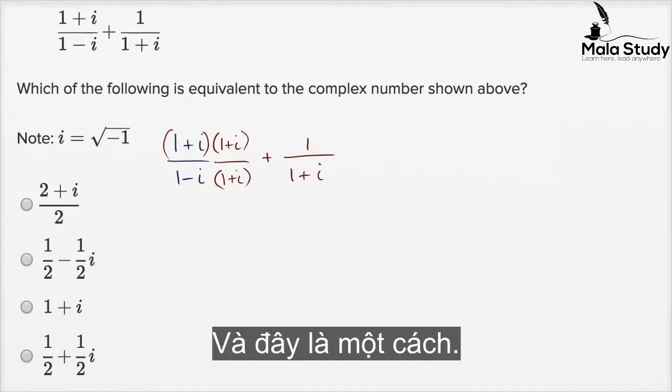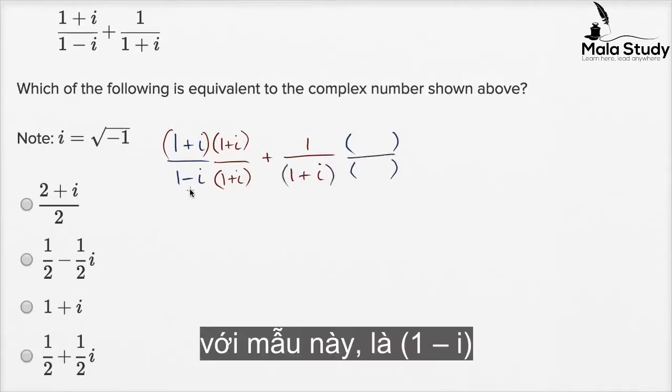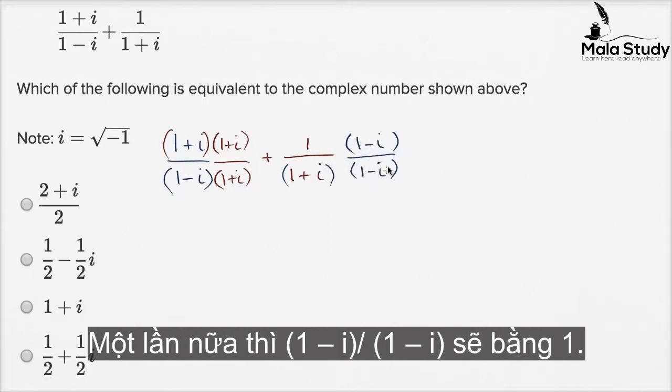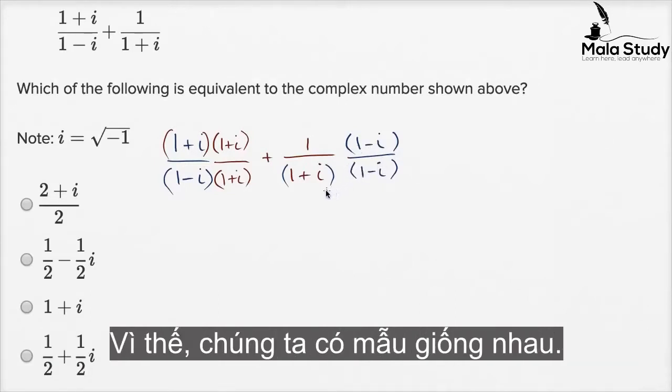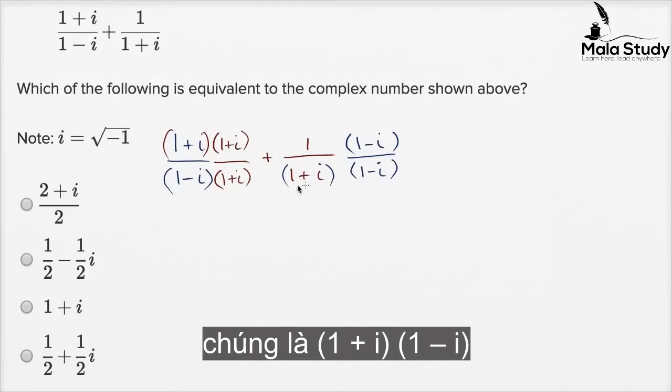And this one over here, we want to multiply the numerator and the denominator by this denominator, by 1 minus i. We're going to take this and multiply 1 minus i, multiplied by 1 minus i over 1 minus i. And once again, this thing right over here is just 1, so we're not changing its value. We're just finding a good way to rewrite it so that we're going to have the same denominator. Notice both of these denominators are now going to be the same thing. They're going to be 1 plus i times 1 minus i. But let's figure out what this is.